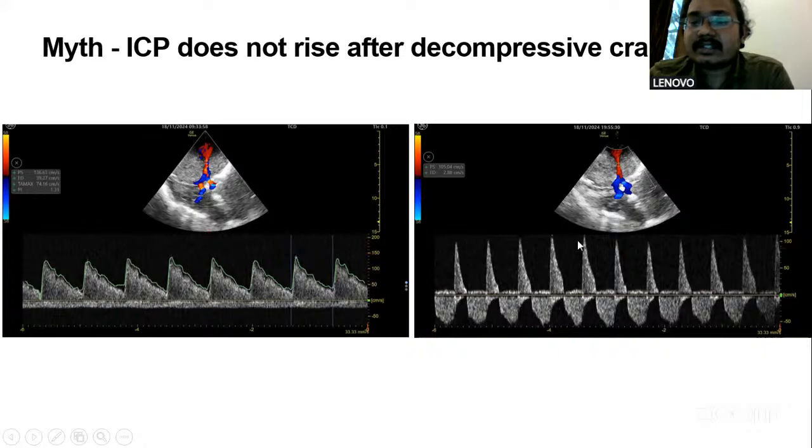So we got this raised ICP, and unfortunately the patient could not be saved despite a decompressive craniectomy because of a lot of edema that we were unable to control. And neurosurgeons said that doing a decompressive craniectomy on the other side would be futile for this case, and unfortunately we couldn't save this patient.